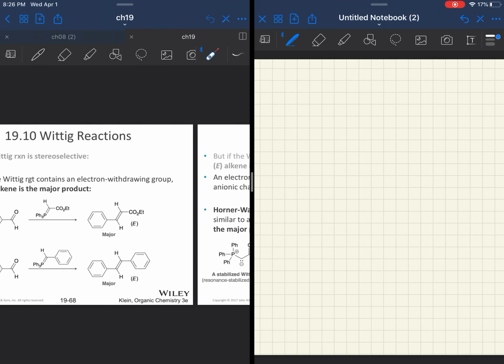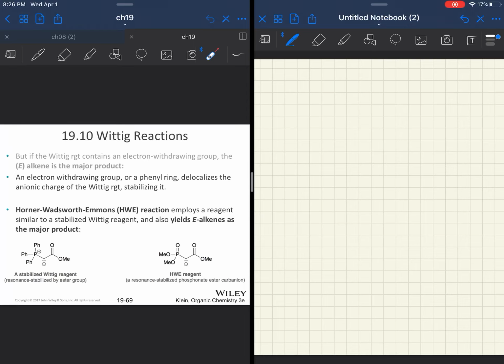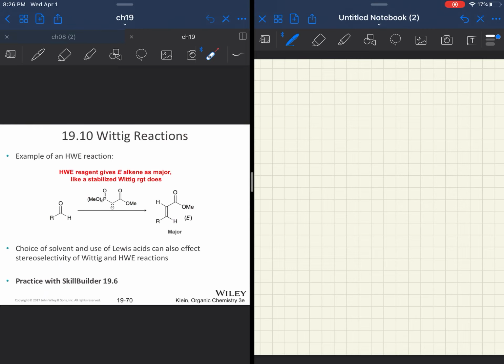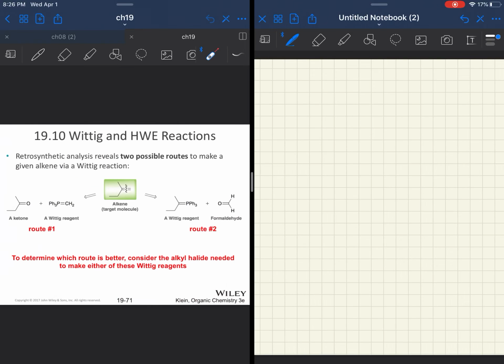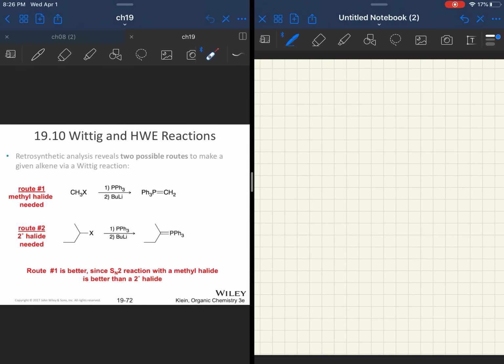Let's see. We are not going to go into the exceptions to that. So I'm going to skip through that stereochemistry. We are also going to skip over Horner, Wadsworth, Emmons. So you're not required to know this part on slide 69, which goes into 70, 71, 72. Let's see. No, this is just a Wittig example.